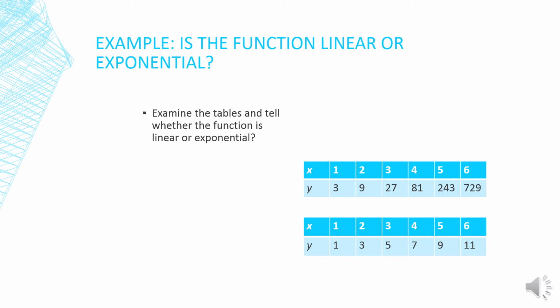The first table, the y values go from 3 to 9 to 27 to 81, and so on. They do not have a common difference, they have a common ratio. This is an exponential function. The second table has a common difference. 1, 3, 5, 7, 9, and 11 each have 2 in between them. This is a linear function.